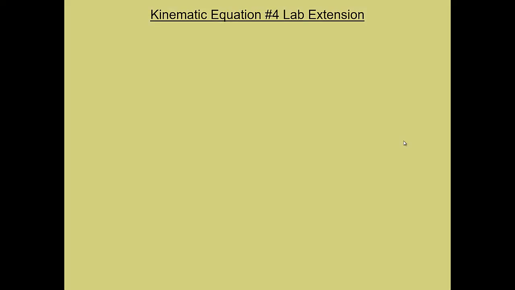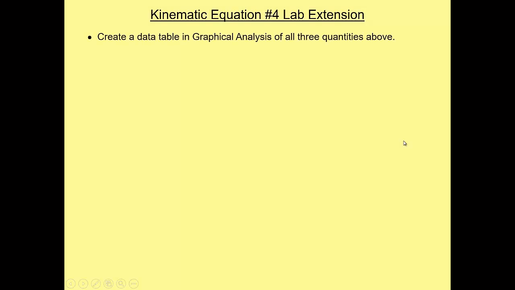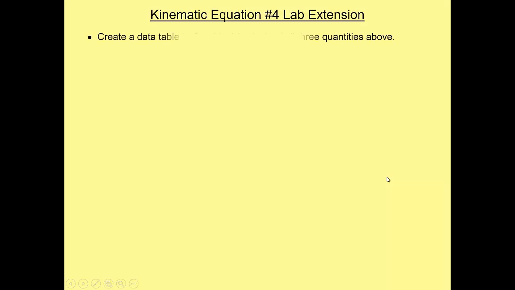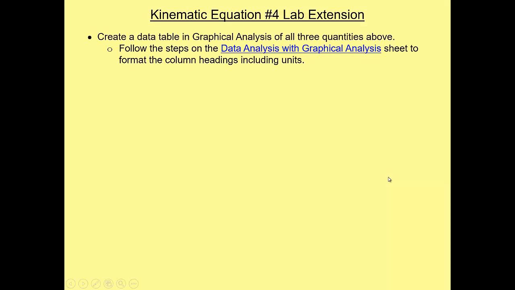All right. So if you've got the data table filled in, our next step is we're going to use graphical analysis to make some graphs. So you've got to get that data table into graphical analysis. If you've forgotten how to use graphical analysis, data analysis with graphical analysis is the sheet you want to look at that'll help you figure out how to do things like format the column headings, right? Put in the name, time in seconds, displacement in centimeters, and velocity in centimeters per second.